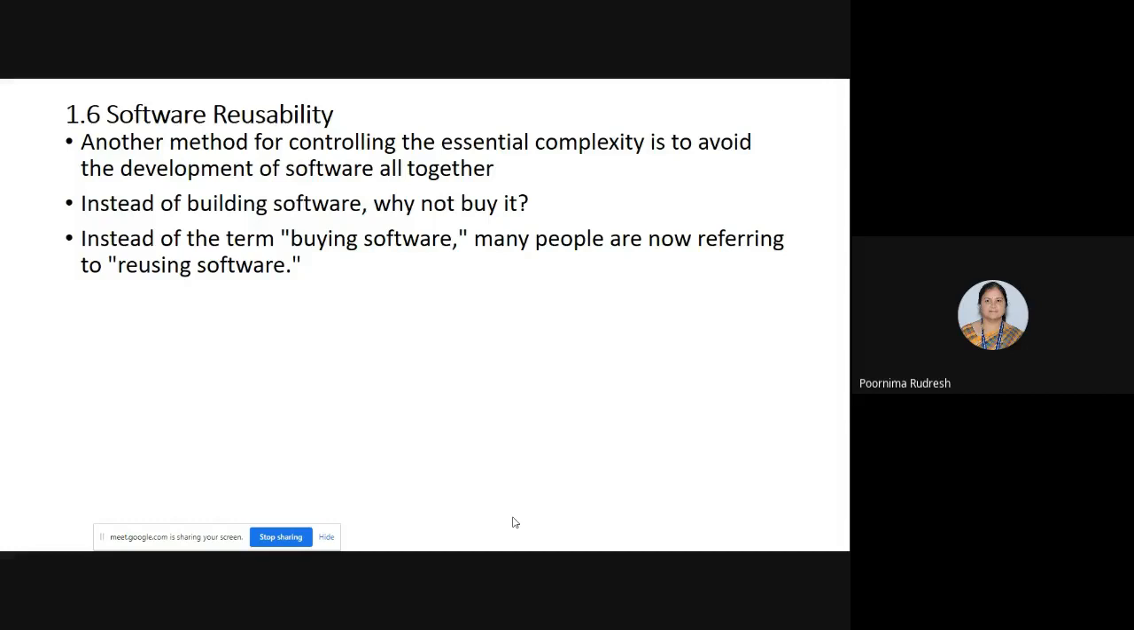Software reusability means using a part of the code that already exists in other applications. It is called software reusability, or reusing of the software. Clear? Any doubt in this software reusability?